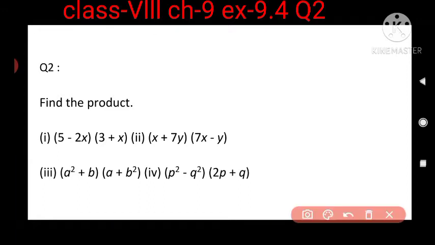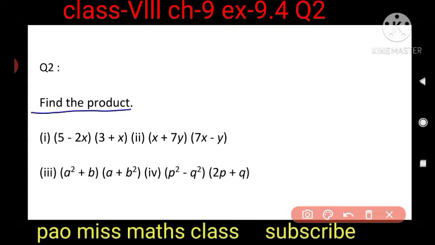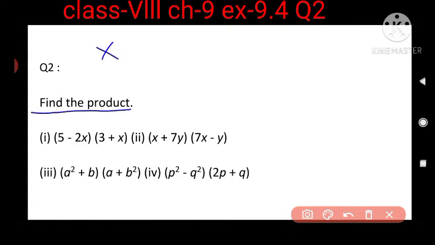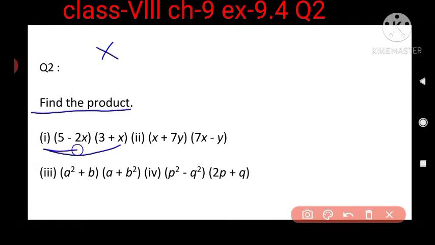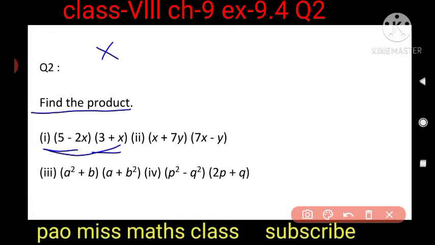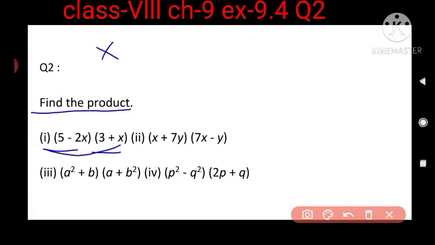So first question is given, find the product. Product means what? We know multiply, isn't it? So we have to multiply these two terms. Binomial, other is also binomial. Two expressions are given and both are binomial. In the first question itself we have learned this, isn't it?